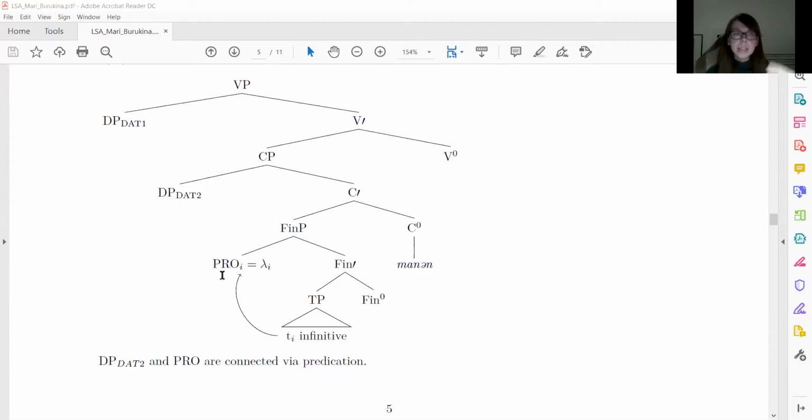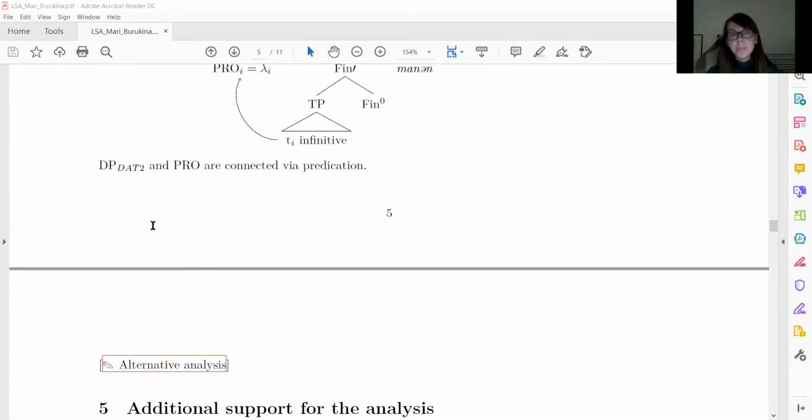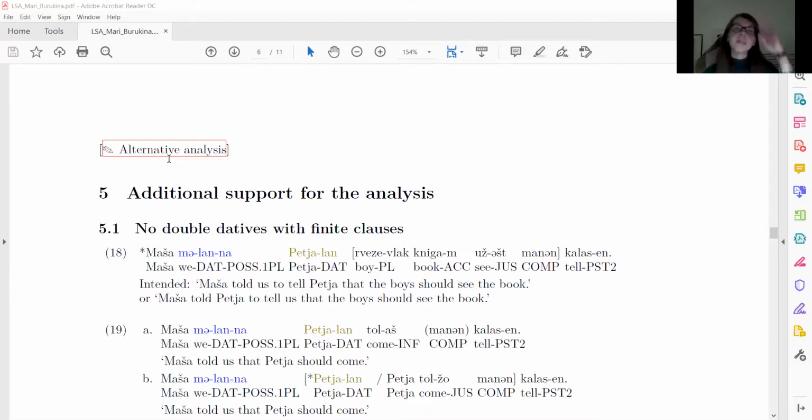And this predicts that embedded finite clauses should be incompatible with the second DP dative. And that's exactly what we see in Mari. So double datives are impossible with embedded finite clauses.